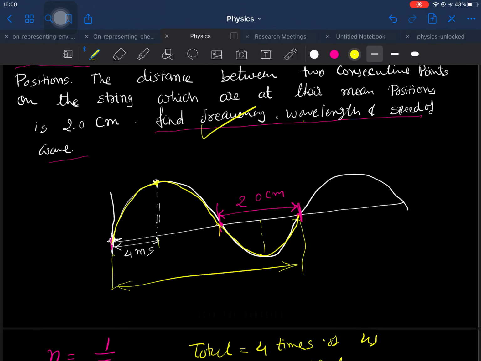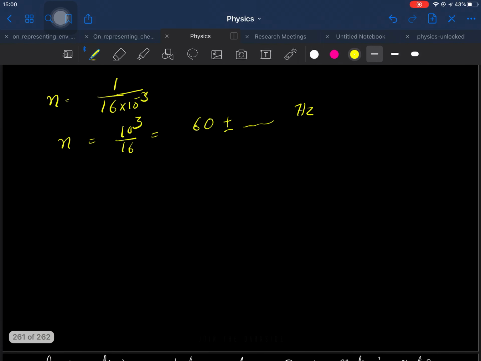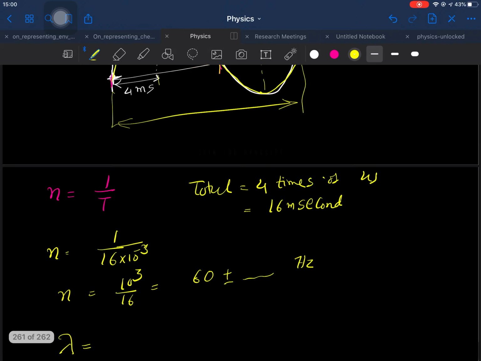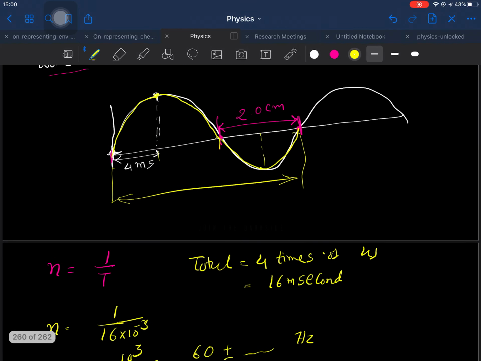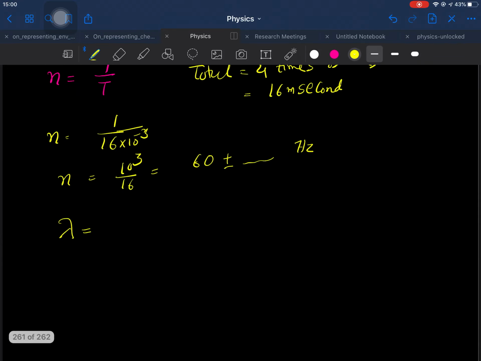Now we want to find the wavelength. What is wavelength basically? It is the distance. As we see here, two consecutive points have 2 centimeter distance, isn't it? Then from here to here is the entire wavelength, correct? So it's 2 plus 2. From the question itself we can see this is actually a very easy question. So it's 4 centimeter, so lambda is equal to 0.04 meter, you can write it that way.